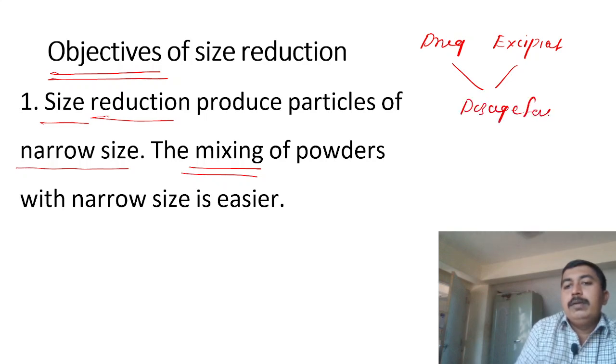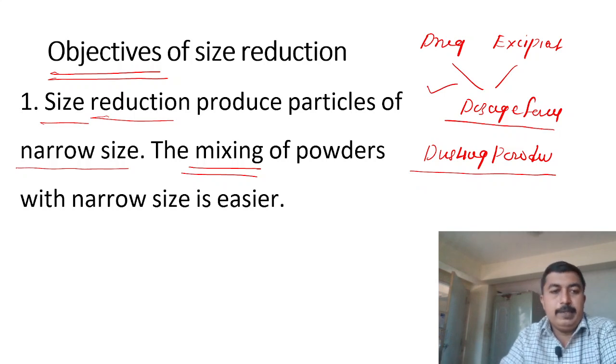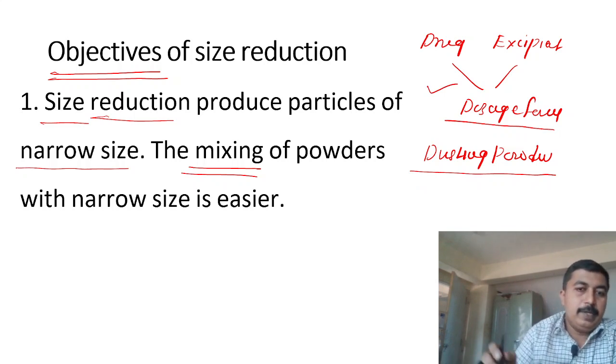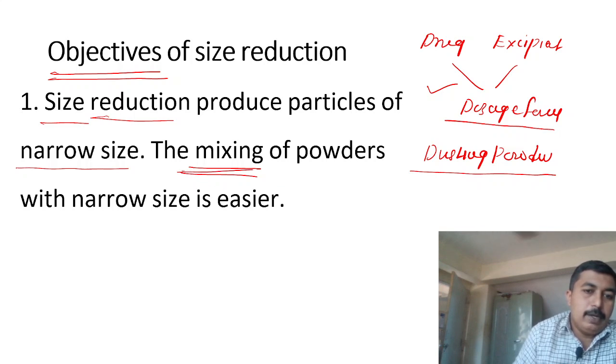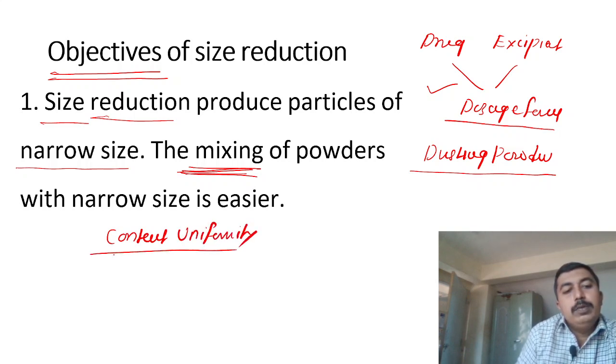For example, suppose I have to prepare a dusting powder for topical application over the intact skin. So what I will do simply, I will just reduce the size of drug, reduce the size of excipient, and later on I will mix it with the help of suitable mixing equipment, suitable mixer. So I will get a dusting powder. So mixing is one more important pharmaceutical operation, and effective mixing is required. Why is effective mixing required? To achieve the content uniformity of drug in a dosage form. This is quite a new concept for you.